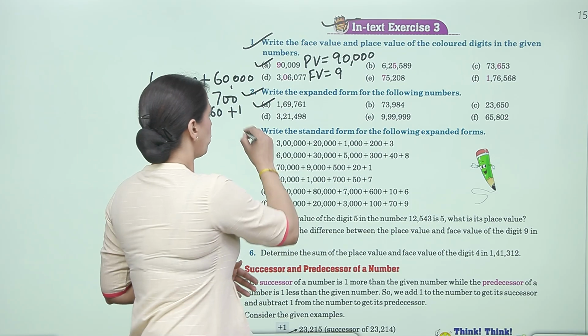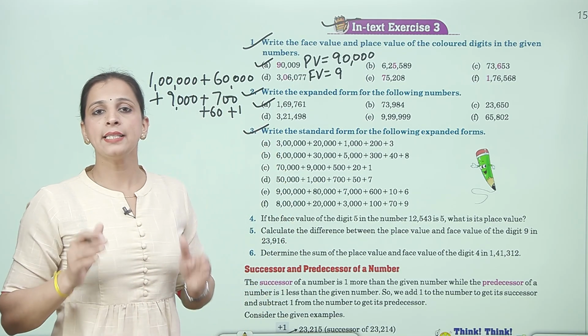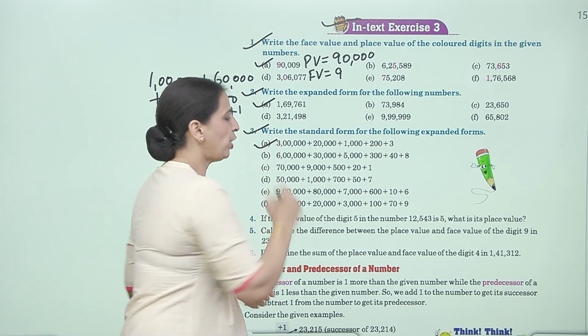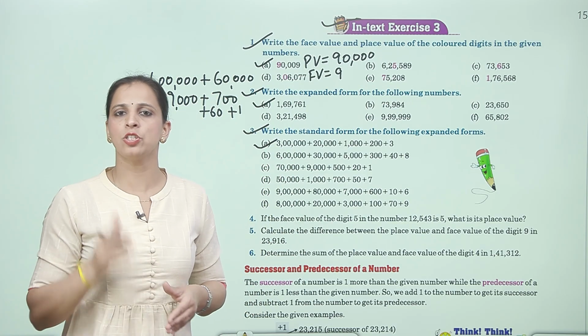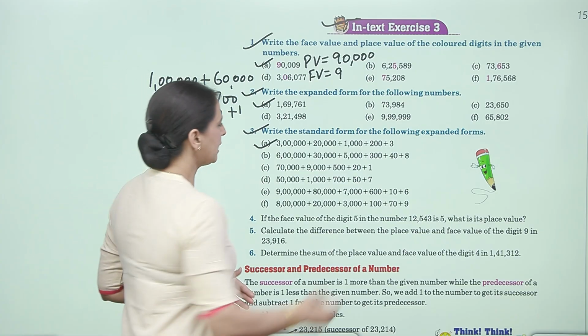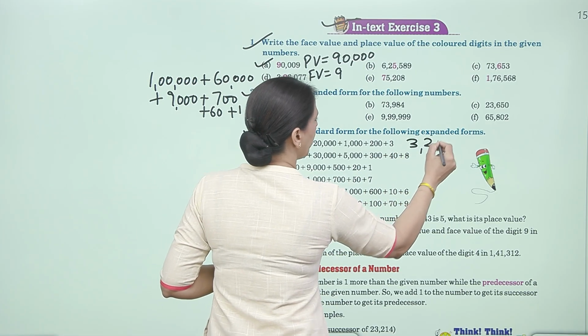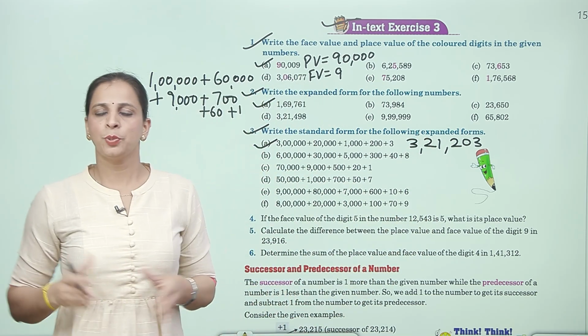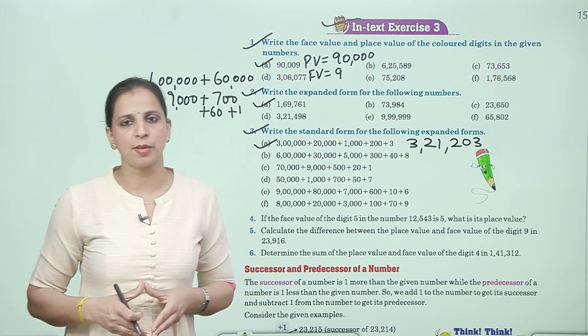Now next question number 3. Write the standard form for the following expanded forms. Now, A part. 3 lakh plus 20,000 plus 1,000 plus 200 plus 3, that is 3,21,203.